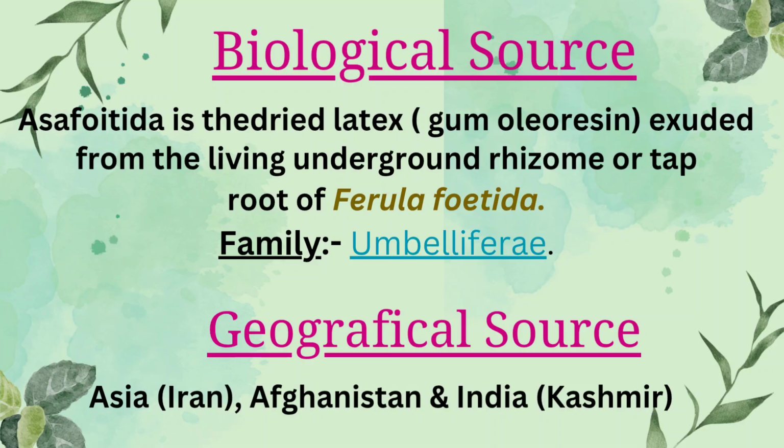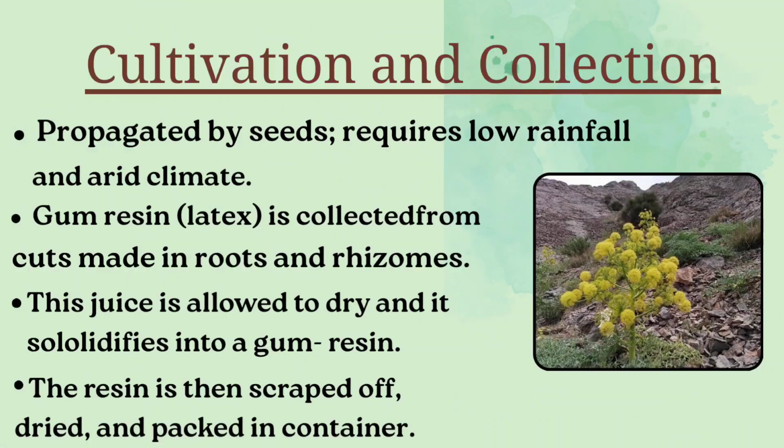The biological source: asafoetida is the dried latex extruded from the living underground rhizome or taproot of Ferula foetida, which is belonging to the family Umbelliferae. Then the geographical source: mainly asafoetida plants are found in Asia, Afghanistan, and Kashmir in India.